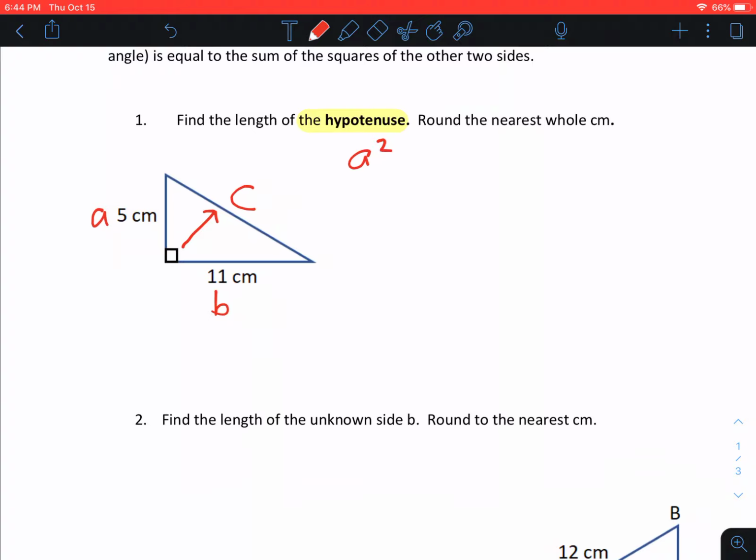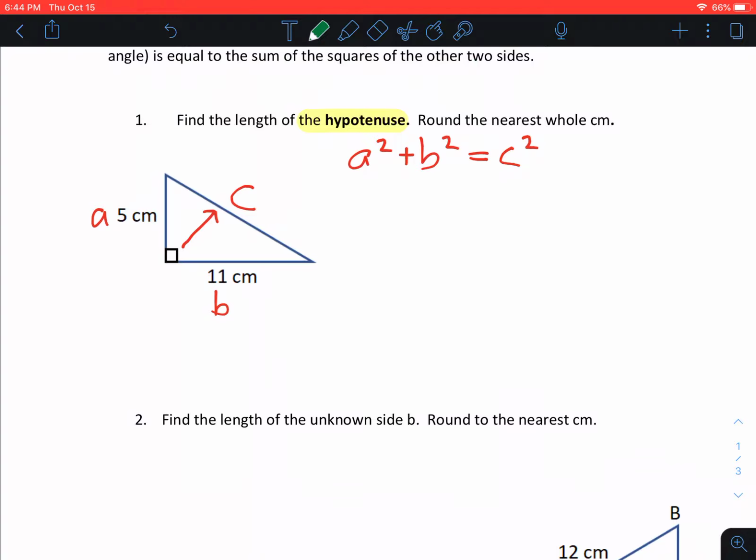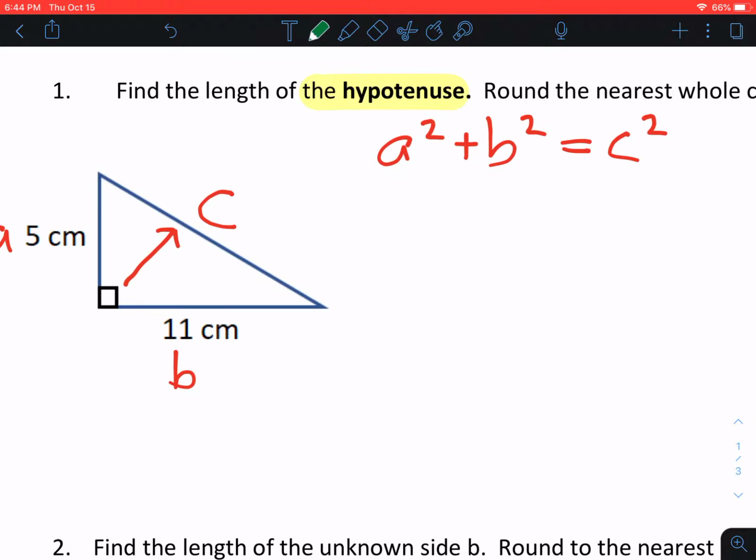I'll write my Pythagorean theorem down first to get me started. Okay, and now I just substitute the numbers from the question into the Pythagorean theorem. Okay, so side A is going to be 5 centimeters squared. Side B is going to be 11 centimeters, and then we're going to square that, and this is going to equal our unknown side C squared.